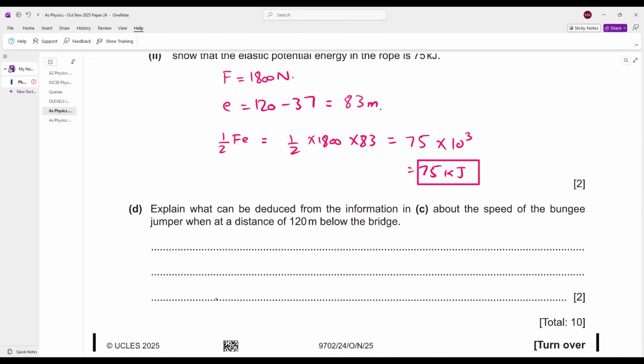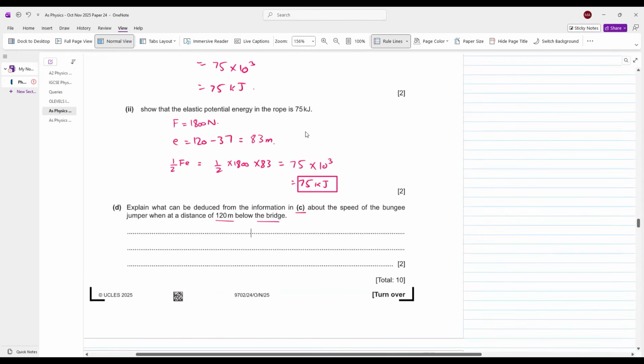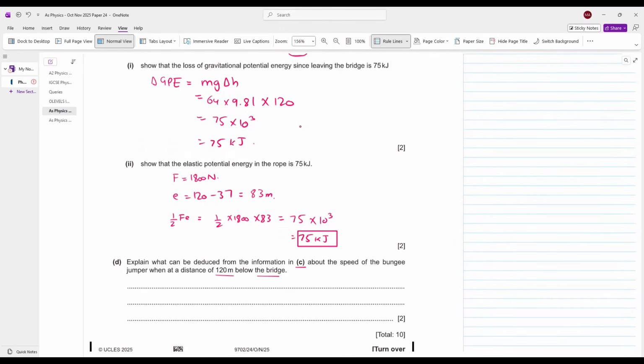Explain what can be deduced from the information in C about the speed of the bungee jumper at a distance of 120 meter below the bridge. बेटा कैन यू रियलाइज 120 मीटर बिलो द ब्रिज क्या हो रहा है? आपकी जो भी लॉस इन ग्रेविटेशनल पोटेंशियल एनर्जी थी, that has been converted into gain in elastic potential energy. At 120 meters की height, all the loss in gravitational potential energy has been converted into elastic potential energy. So there is no change in kinetic energy. Your kinetic energy becomes zero.